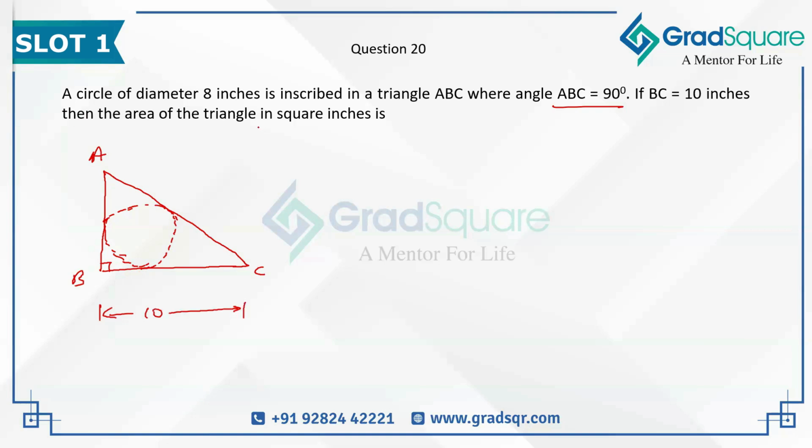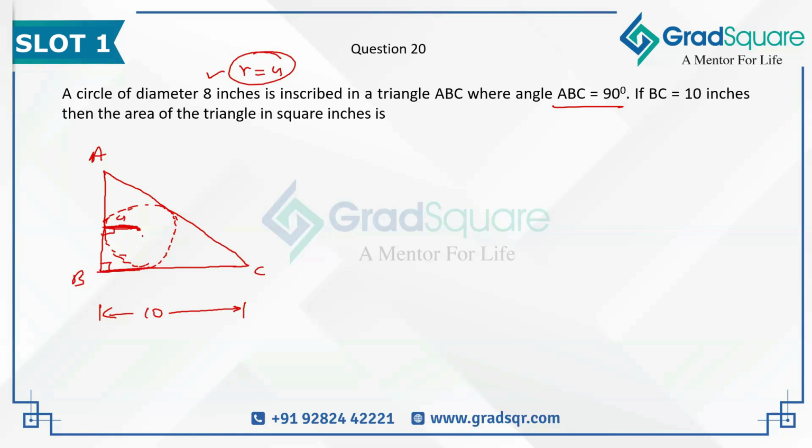Then the area of the triangle will be how much? They have also given you the diameter as 8 inches. So the radius will turn out to be 4 inches. Now, if you join the center of the circle to the point of contact of the tangent, then this turns out to be perpendicular. Now this radius is perpendicular to AB, and this side is also perpendicular to AB. That means these two will become parallel.